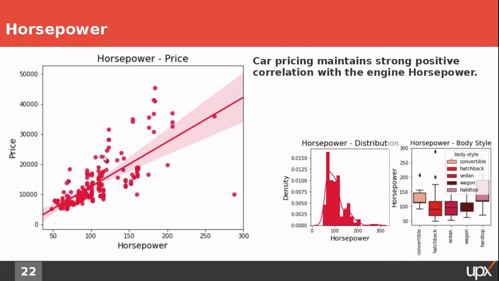Now, horsepower and price. Again, there is a very strong positive correlation with horsepower and price. As the horsepower increases, the price also shoots up. Again, the distribution of horsepower, we can see that just like the engine size, the majority of the cars have got lower horsepower engines, lower powered engines. And the box plot on the right also shows a few outliers. These are again the V8 and V12 engines horsepower.